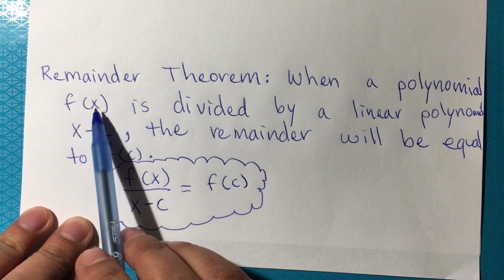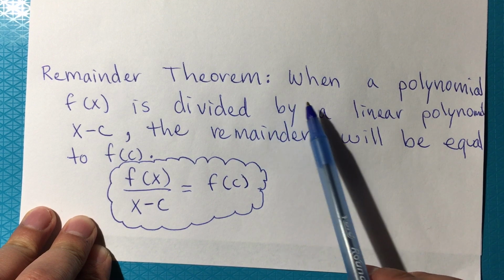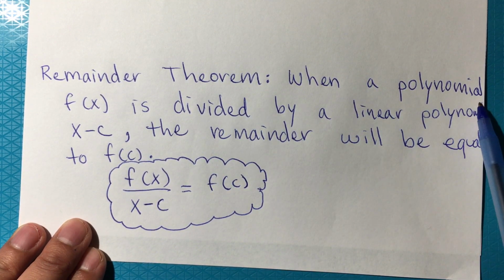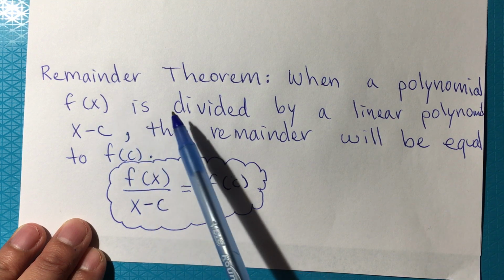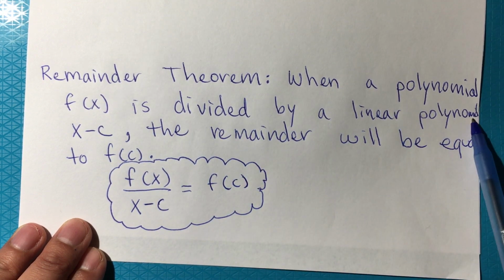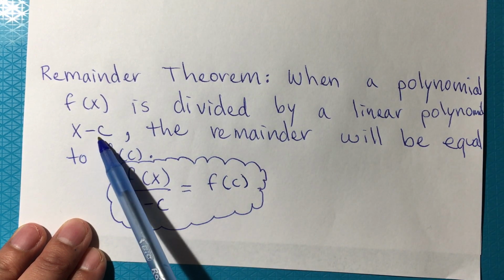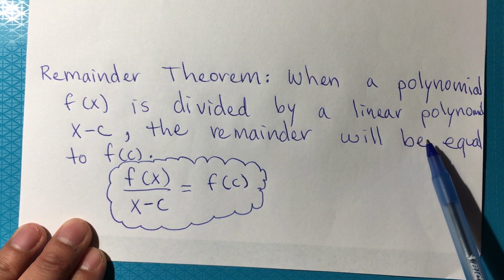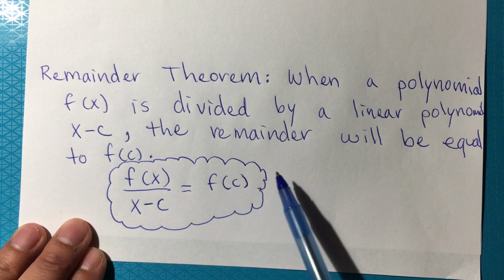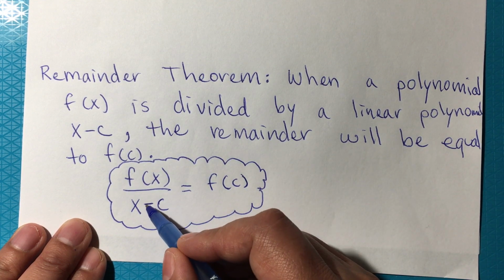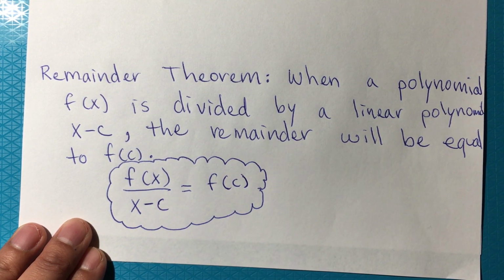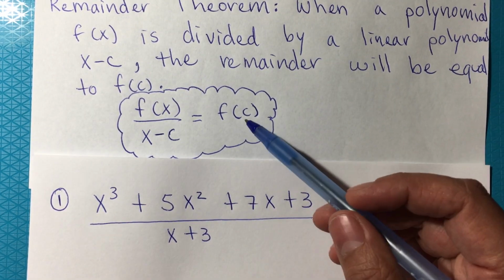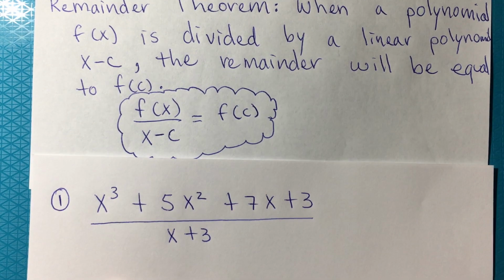We will also be proving the remainder theorem, and what the remainder theorem says is that when a polynomial f of x is divided by a linear polynomial x minus c, and I set it up in here, the remainder will be equal to f of c. And I'll show you what this means when we apply it with our long division. So what does that mean in terms of this?